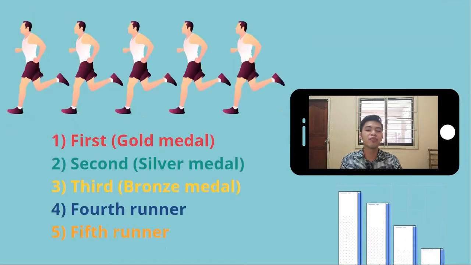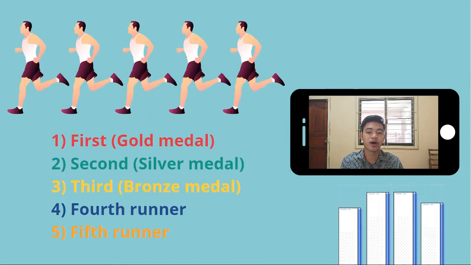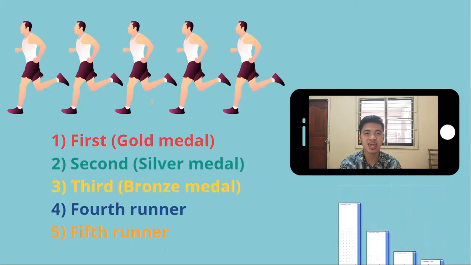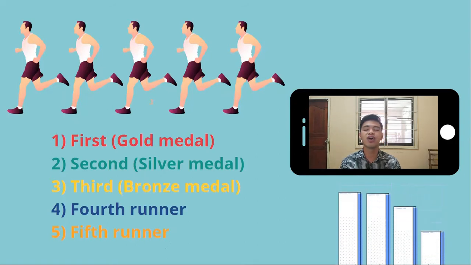So here we are going to have an activity. Here we have 5 boys running. In the picture in your book, there are 5 boys wearing a white shirt. Right? So what we're going to do is like this. We're going to see who among them is the first. Who is the number 1?